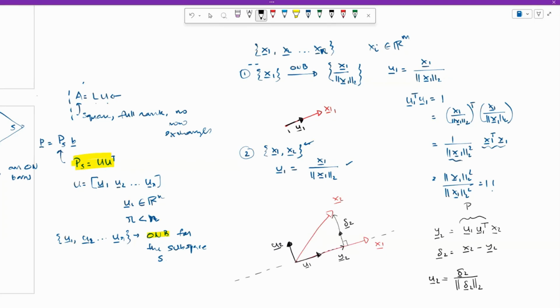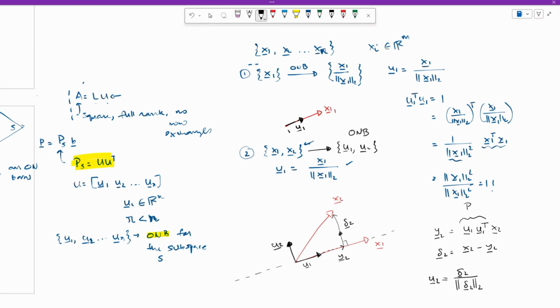x1 and x2 were in this plane, and y1 and y2 are in the same plane. That means the span of u1, u2 will be the same as the span of x1, x2. And u1 and u2 are linearly independent because they are orthogonal to each other. That means now we have converted your original set of basis vectors, x1 and x2, to a new set which is actually orthonormal. And this is in fact an orthonormal basis.